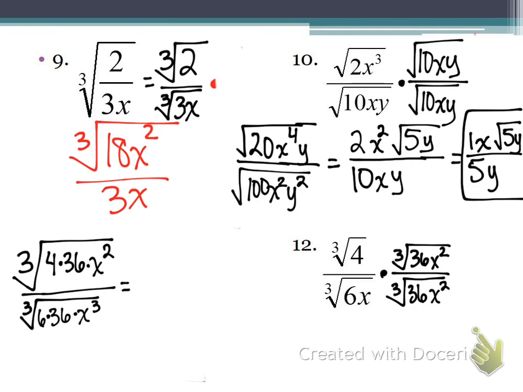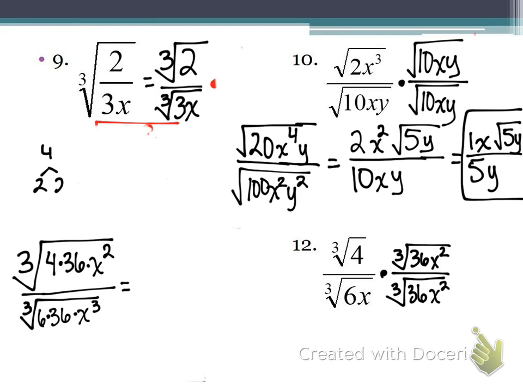Okay, if we are breaking up 4 and 36, let's do that up here. 4 is going to break into 2 and 2. 36 breaks into 6 and 6. 6 breaks into 2 and 3. We're looking for groups of 3. What do we have a group of 3 of? 2's. What does not form a group of 3? One of the 2's and both of the 3's.